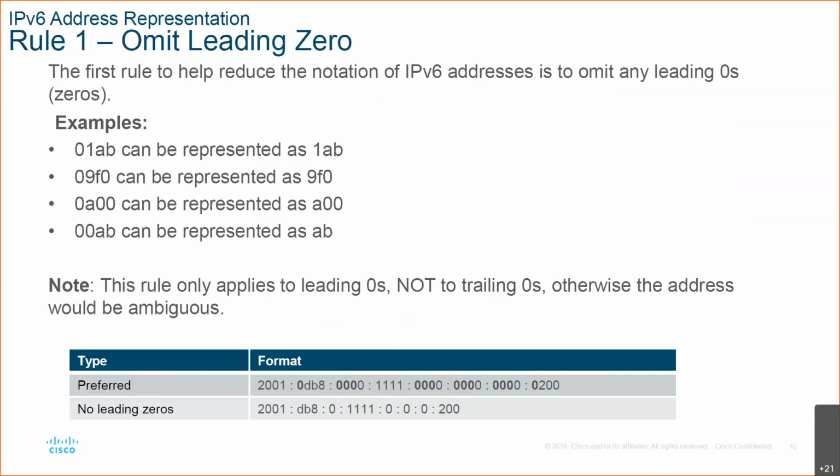Why do we do these things? So that our IP version 6 address would be shorter. So your 01AB, hexadecimal value, can be represented as 1AB. You see, just remove the 0, so the representation can be shorter. Remember, this only applies to the leading zeros, not the trailing zeros, only the leading zeros. So 0200 will be represented as 200. Don't remove the trailing zeros.